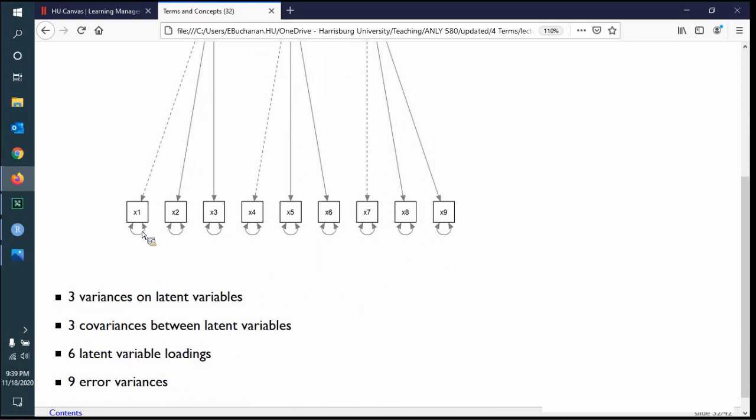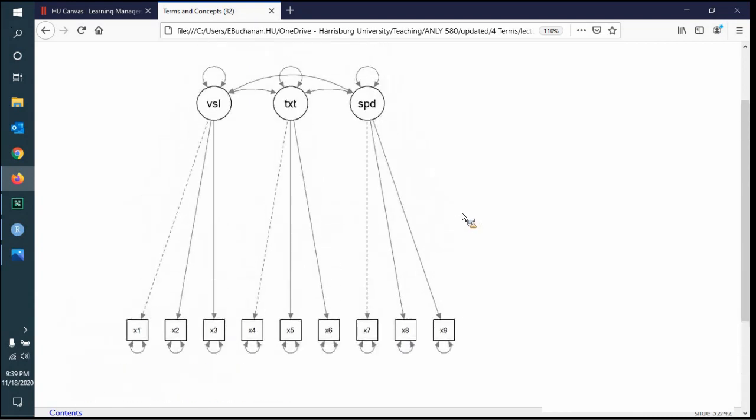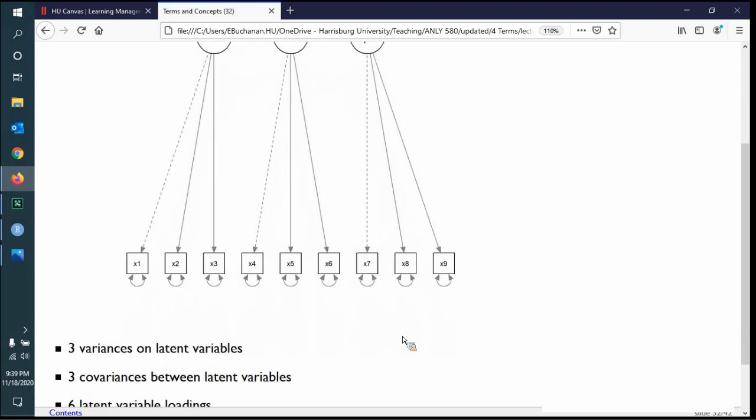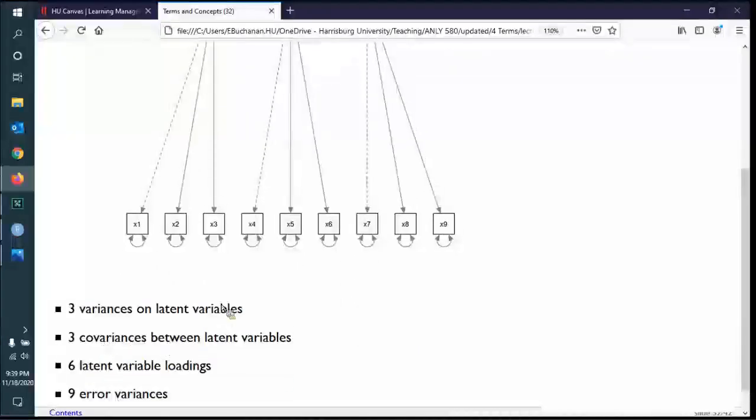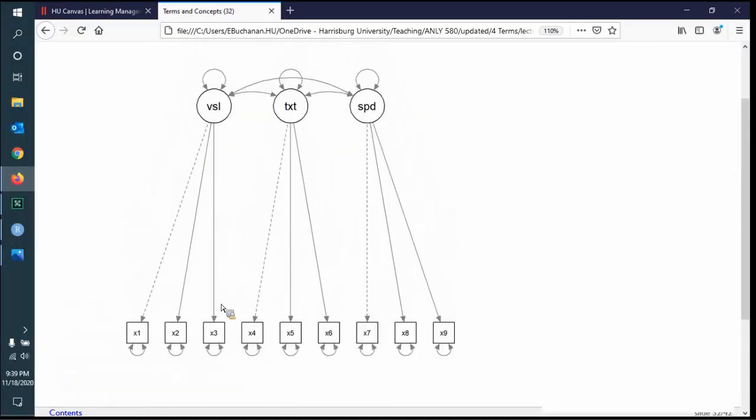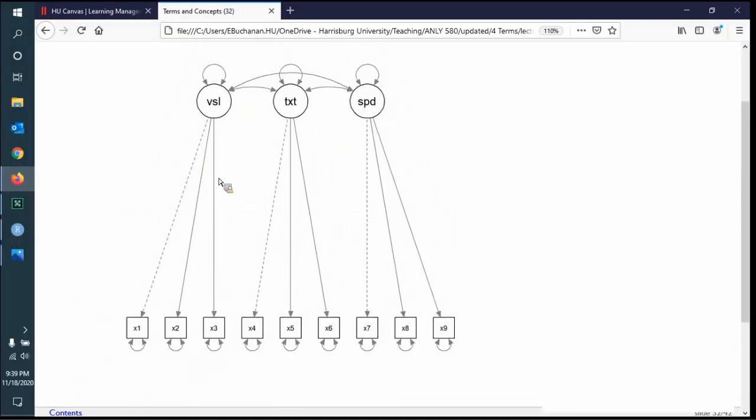And then 9 error variances: 1, 2, 3, 4, 5, 6, 7, 8, 9. So when I ask you how many parameters you are going to estimate, you're essentially counting all the gray lines. You could just count 1, 2, 3, 4, 5, 6, 7, 8, 9, 10, 11, 12, I can't math, 21, I think, 12 plus 9, right? Does that add up down here? Yeah. So that would be the number of parameters that I'm estimating. You should practice counting these, which is what the assignment is.